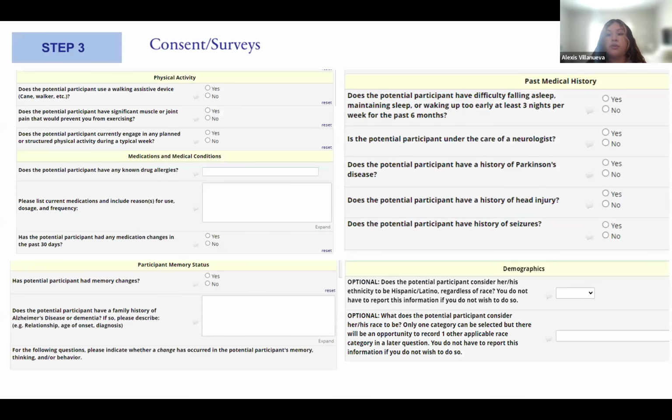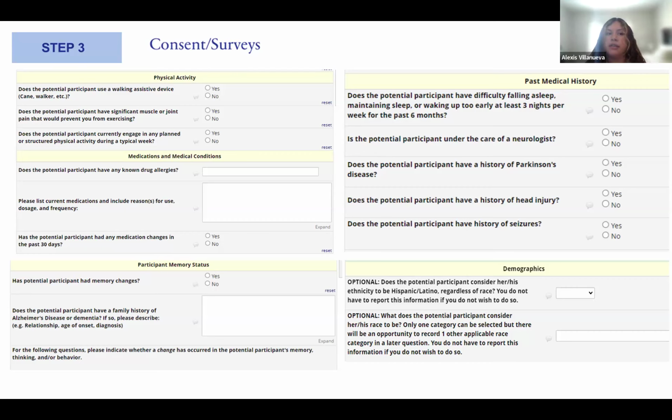Here's an example of some of those questions that we ask in the screening survey in step 3. We ask demographic questions such as race and ethnicity, and then we move on to asking you questions about your medical history, such as, do you have any difficulty falling asleep? Do you have any history of any head injuries, seizures, questions along those lines? Then we ask you physical activity questions. Those are more for our exercise studies.